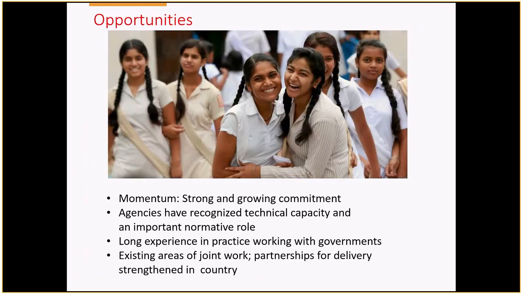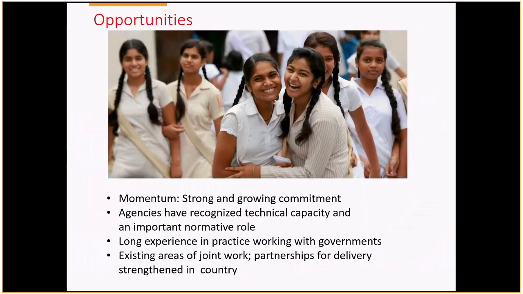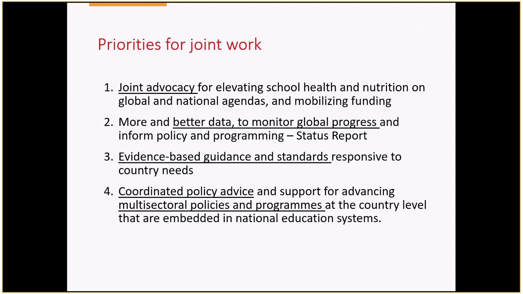I don't want to take too much of the time, but I'd like to just say, if we can skip this slide and move to the next one directly, Doug. Is that the right one? We have identified 4 core areas of work. The first area of work is joint advocacy and ensuring we speak in a coherent way to elevate school health and nutrition on global, regional, and national agendas, and mobilizing funding and support.